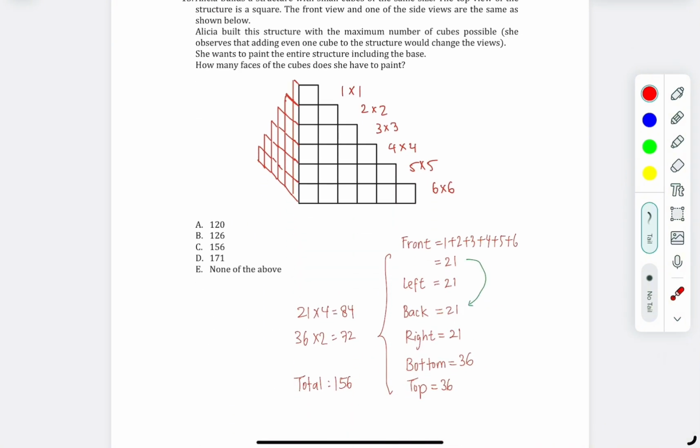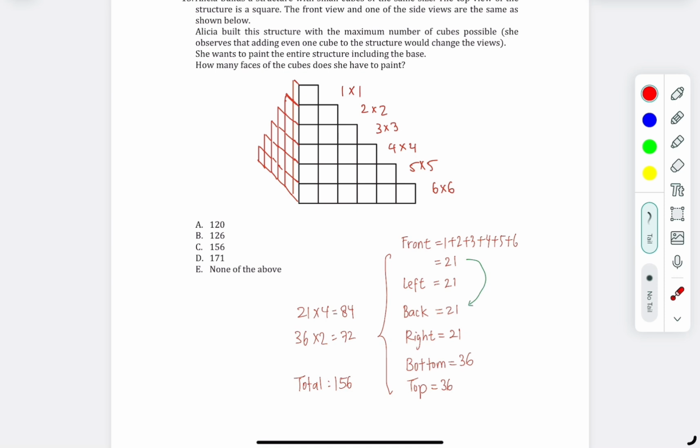Okay, for question 13, Alicia built a structure with small cubes of the same size. The top view of the structure is a square. The front view and one side view are the same as shown below. Okay, it's the black color.